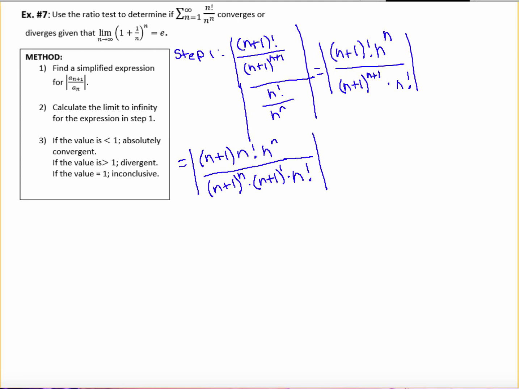I can see some simplifying I can do right away. These n factorials, bye. And this n plus 1 is n plus 1 to the first power, as is this one, so they will also reduce to 1. And this leaves me with the absolute value of n to the nth power divided by n plus 1 to the nth power. Do you see it? My numerator and my denominator are both being raised to the nth power, so I can combine them together into one fraction where the whole thing is being raised to the nth power.